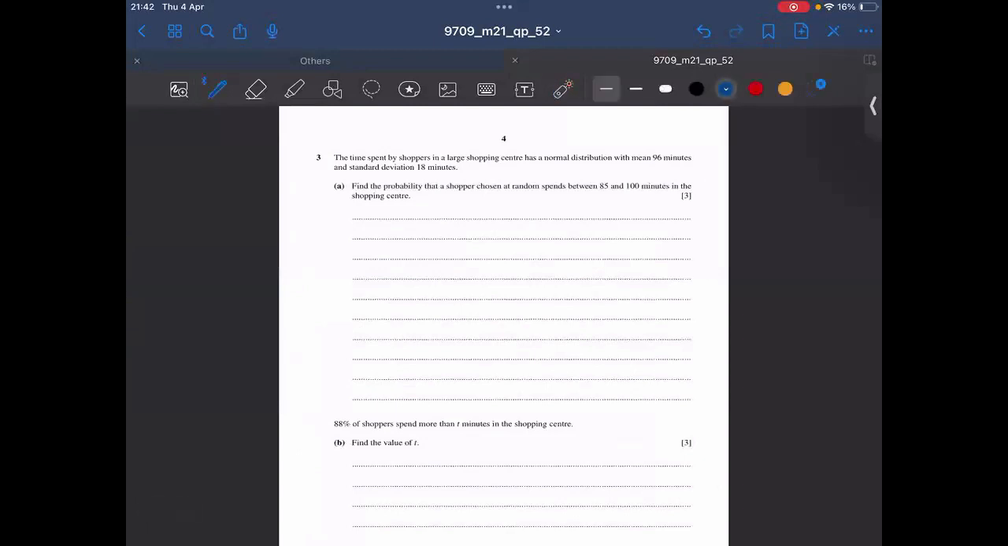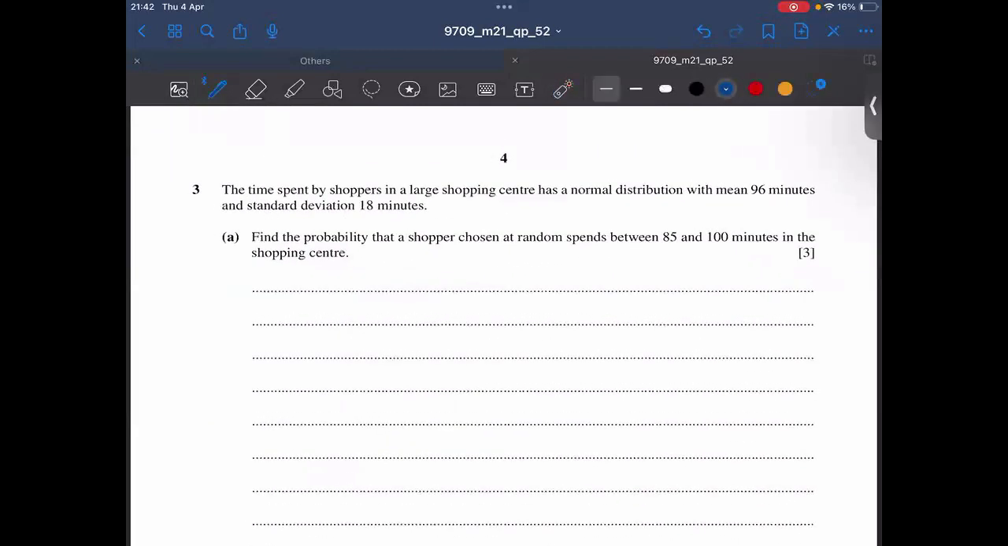Let's move on. Question 3, Yusuf Hussain. What does it say? The time spent by shoppers in a large shopping center has a normal distribution with mean 96 minutes, standard deviation 18 minutes. Find the probability that a shopper chosen at random spends between 85 and 100 minutes. So I need to calculate the probability that the time taken by the shopper is between 85 and 100 minutes.